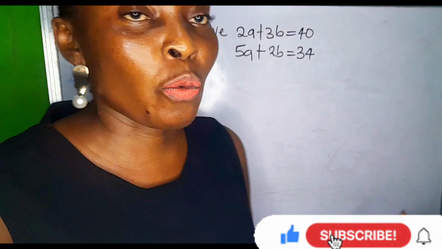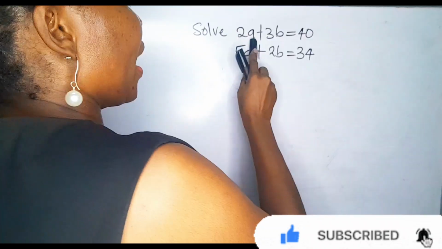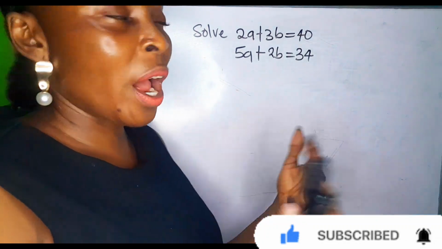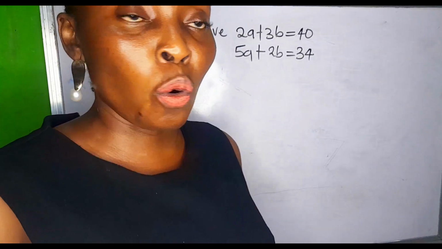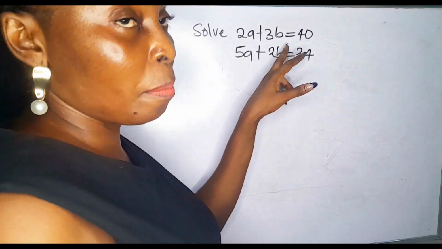Now you will see that we are having two unknowns. The two unknowns are A and B. So when we are asked to solve, that means we are to look for the values of the unknowns. We're looking for the values of A and B.